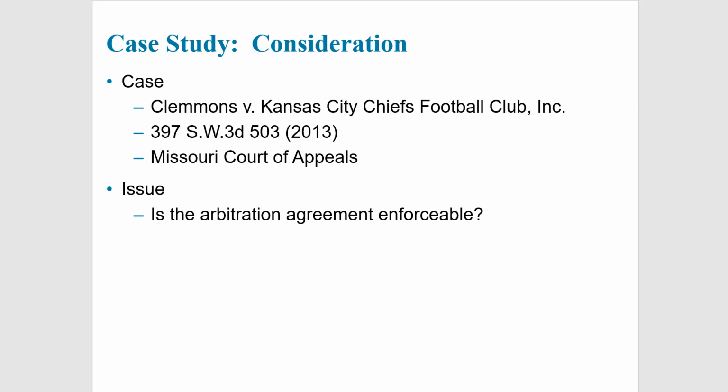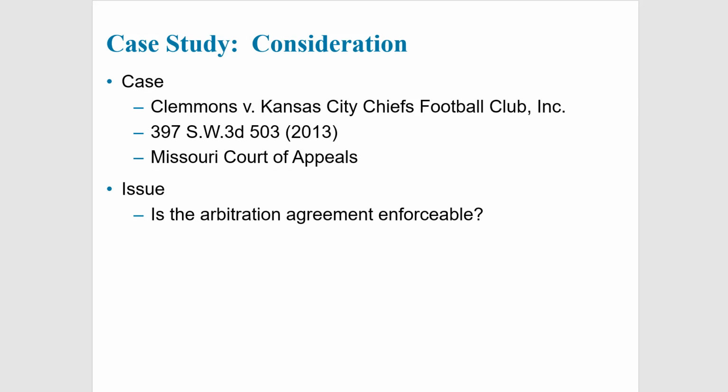In this case, we've got a guy named Clemens who's working for the Kansas City Chiefs football club. The Kansas City Chiefs came to him one day and wanted him to sign an arbitration agreement, a binding arbitration agreement. Basically, if he had any kind of dispute with the football club, he wouldn't go to traditional court. He would submit the claim to arbitration and try to settle it that way. So later on, he has a dispute with the company. He tries to sue them. They counter, trying to get the case thrown out on the grounds that he had an arbitration agreement in effect and shouldn't be allowed to sue in court.